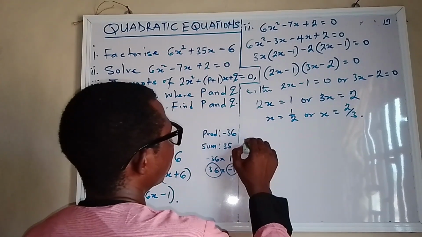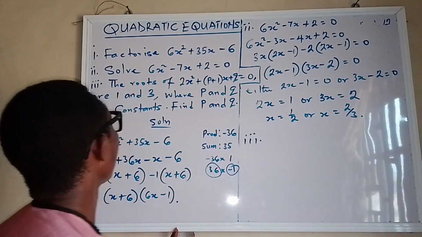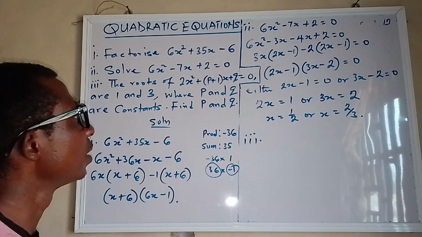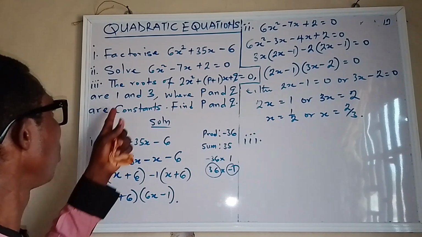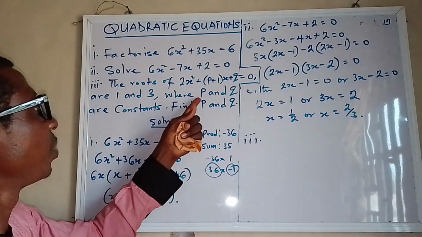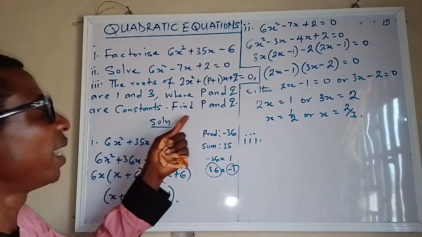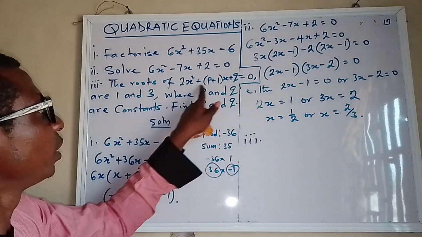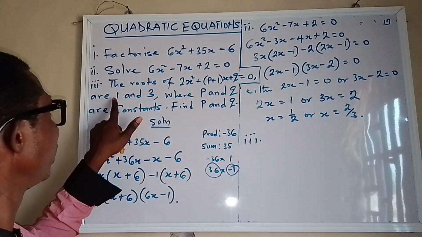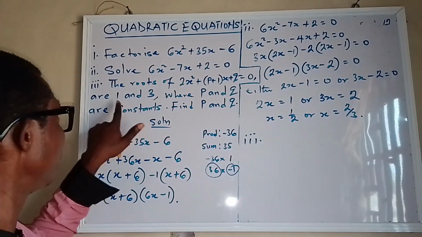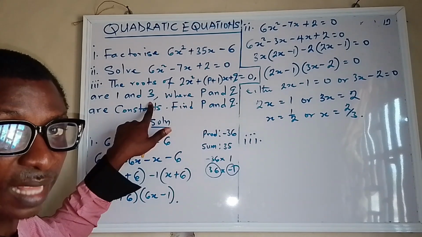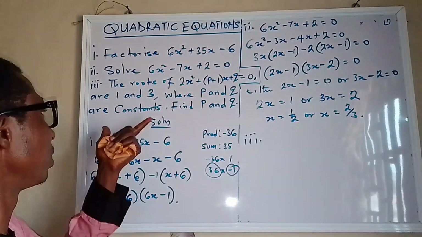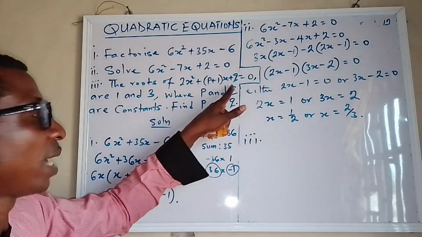Now the third one: the roots of 2x squared plus (p plus 1)x plus q equals to 0 are 1 and 3, where p and q are constants. Find p and q. Now what this one means is that when you solve this quadratic equation, these are the answers you're going to have. That is, these are the roots. Roots are also called answers, right? So we have to find these letters which are constants. So we have to find p and q.